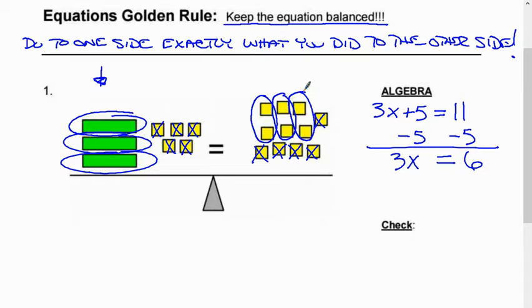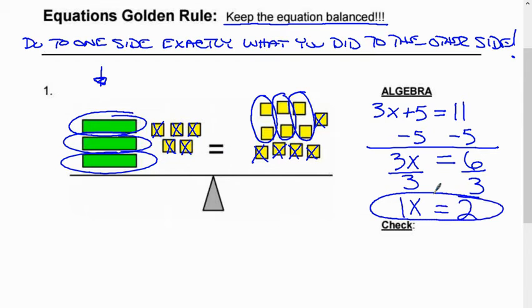So what we did on each side was divide into 3 equal groups. Underneath the word algebra on the left, 3x we divided into 3 equal groups. And then on the right, 6 we divided into 3 equal groups. 3x divided by 3 is 1x, which is the same as x. And 6 divided by 3 equals 2. So we think that x equals 2.